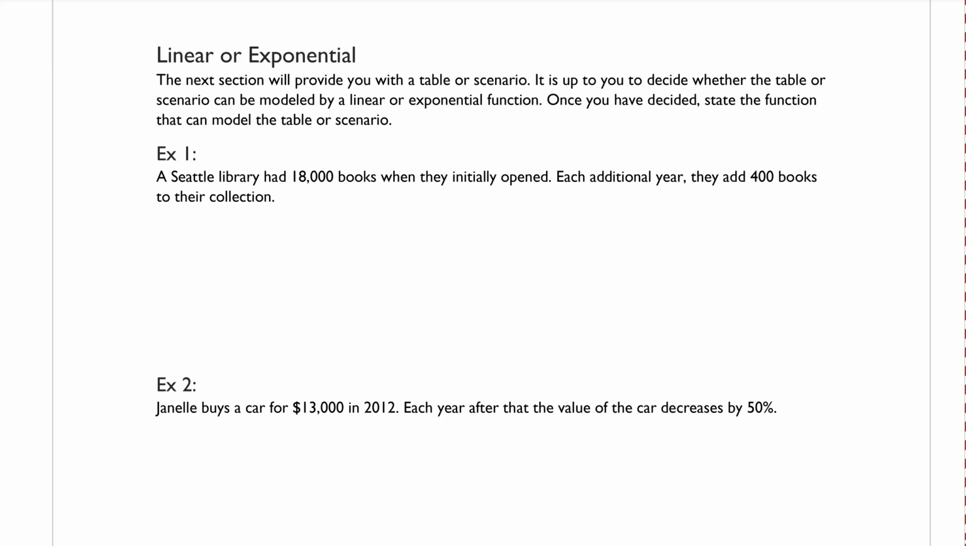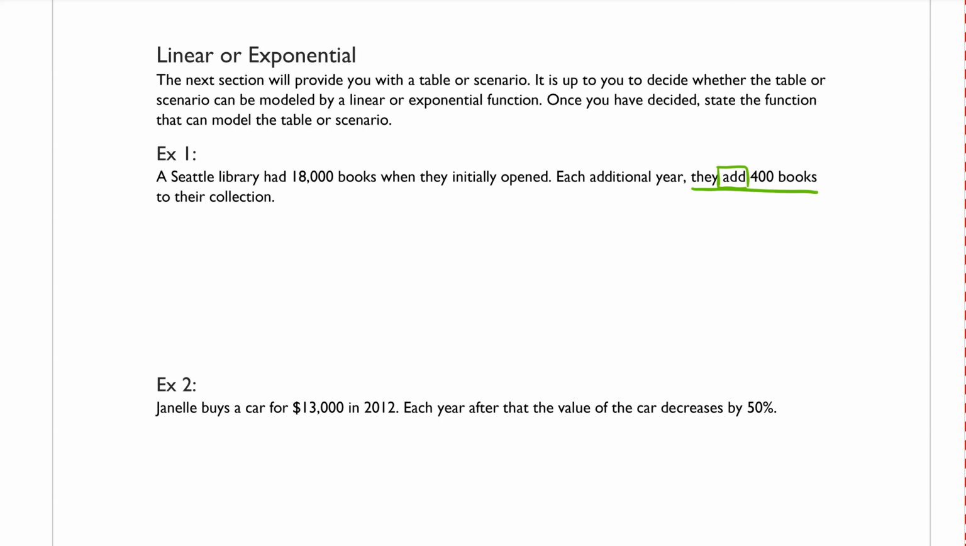It says a Seattle library had 18,000 books when they initially opened. Each additional year, they add 400 books to their collection. So the key part here is every year they add 400 books. And so that clues us into the fact that this will be modeled by a linear function. That word: add 400 books.